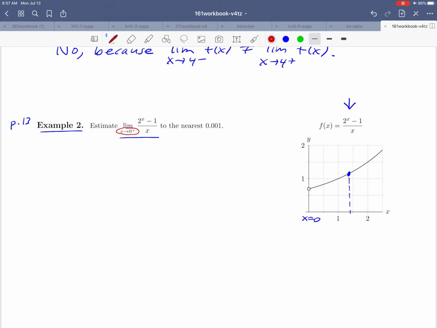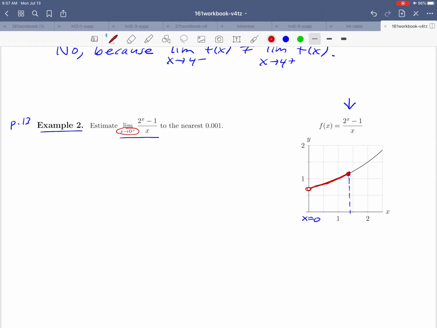And so I'm going to start at this point and slide to the left, and what does it look like the y values are approaching as we do that? Okay, well, let's slide slowly to the left towards 0. And notice that we're getting close to this point right here. What would you guess the y-coordinate of that point is? Maybe 0.6, 0.7, something like that?